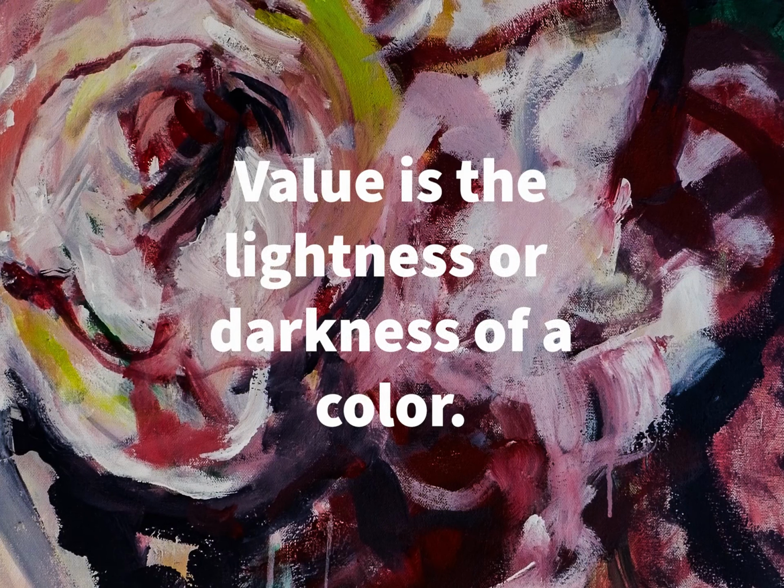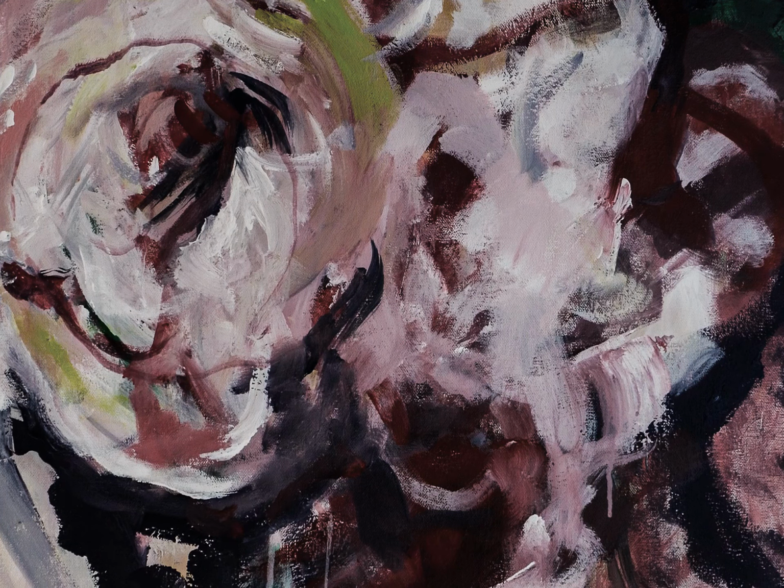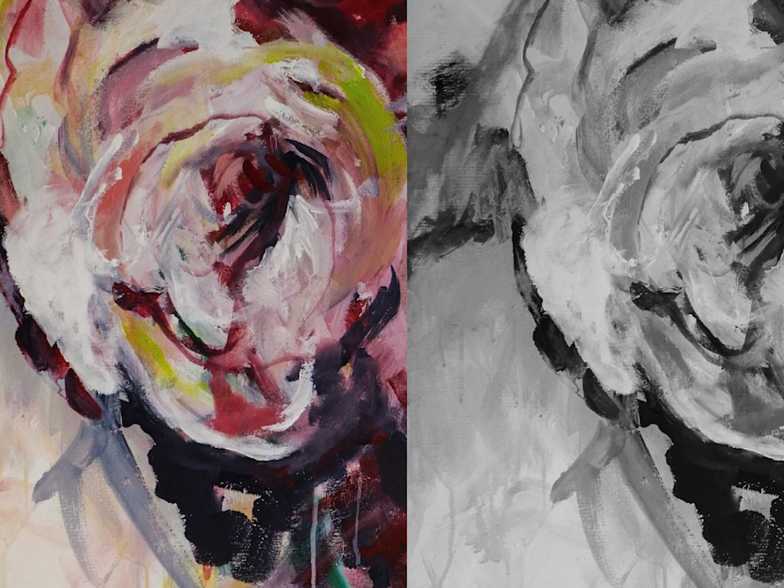Now, let's talk a little bit more about value. Value, again, is the lightness and darkness of a color. Notice in my paintings, some colors you might think are dark are really gray, and some colors you think are light are gray. So learn to photograph your paintings while you're painting them and turn them to black and white. It's a really important tip.